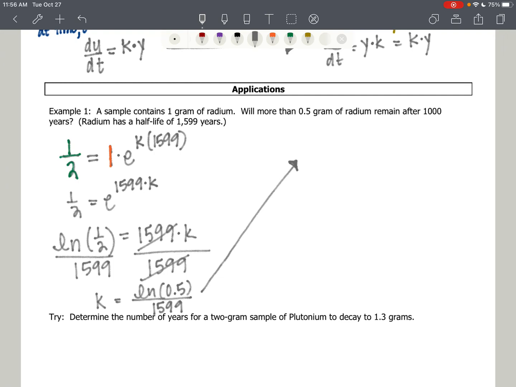But how much exactly will remain? Well, y is going to equal that 1 that we started with times e raised to the kt power. So k is the natural log of 0.5 divided by 1599, and our time is 1,000 years.